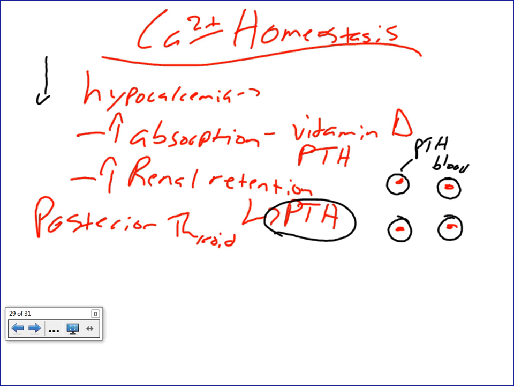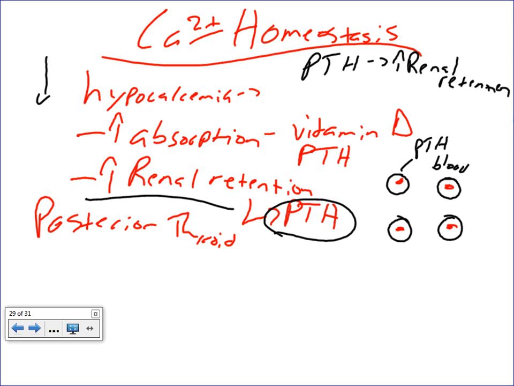There are a couple of things that parathyroid hormone is going to do. One is it takes its effects on the kidneys, and it's going to make the kidneys do two things. One, it will stimulate the kidneys to retain calcium. The less calcium you excrete in your urine, the more is retained within your body. So parathyroid hormone increases renal retention of calcium.